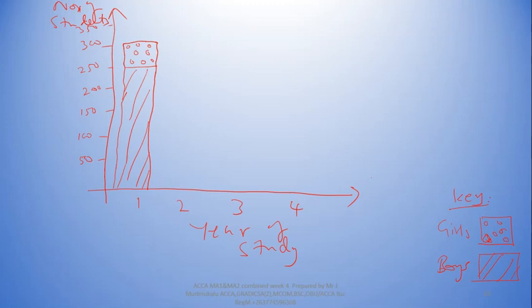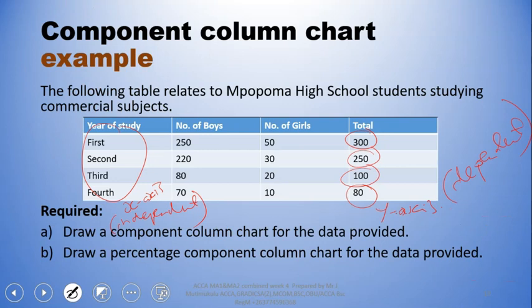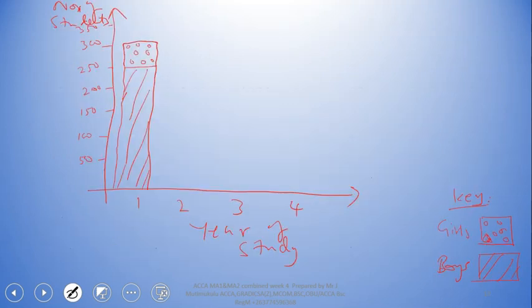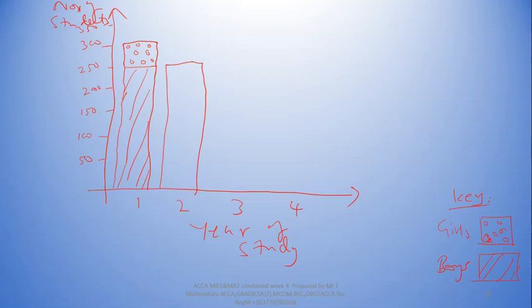And then in the second year we've got 220 boys and 30 girls. That gives us 250. So reach the 250 level and go down. So 220 boys is somewhere here. These are the boys and girls.